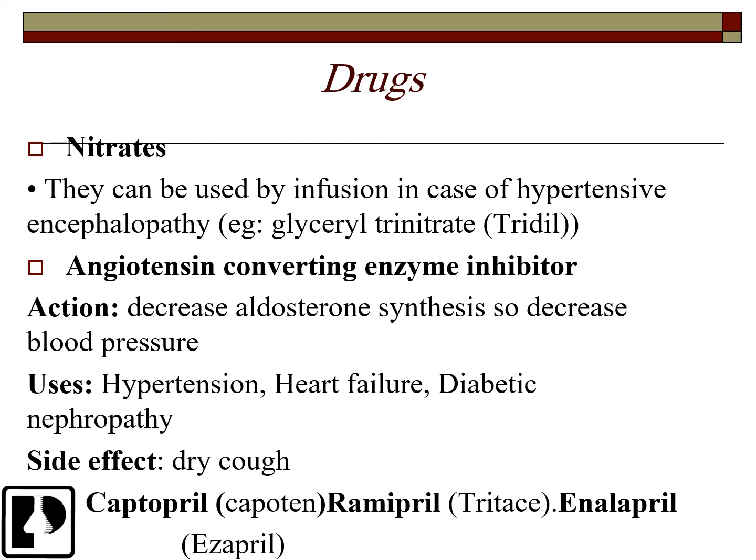The next group is the angiotensin converting enzyme inhibitors. We are seeing the renin system. The renin will transform to aldosterone by this enzyme called angiotensin converting enzyme. So when we inhibit this enzyme, the renin will not transform to aldosterone, so the hypertension will not occur. It decreases aldosterone synthesis, so it decreases the blood pressure. It is used in hypertension, heart failure, and diabetic nephropathy.